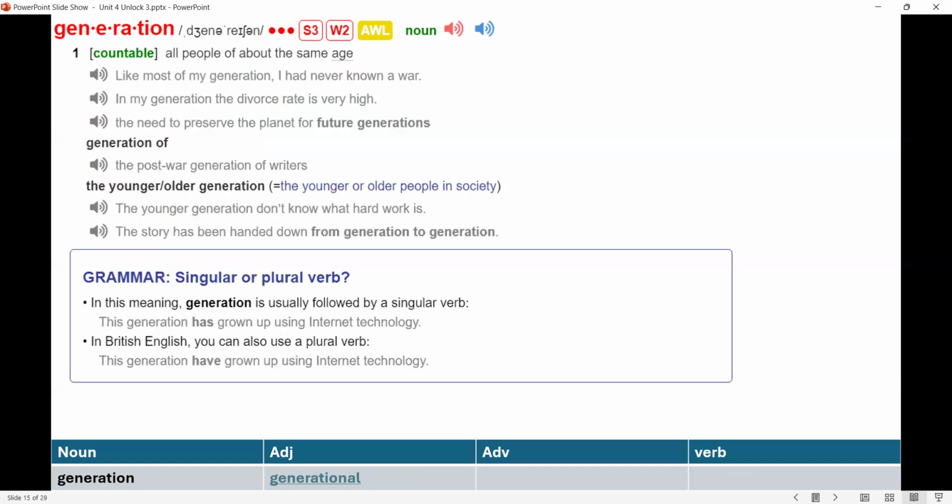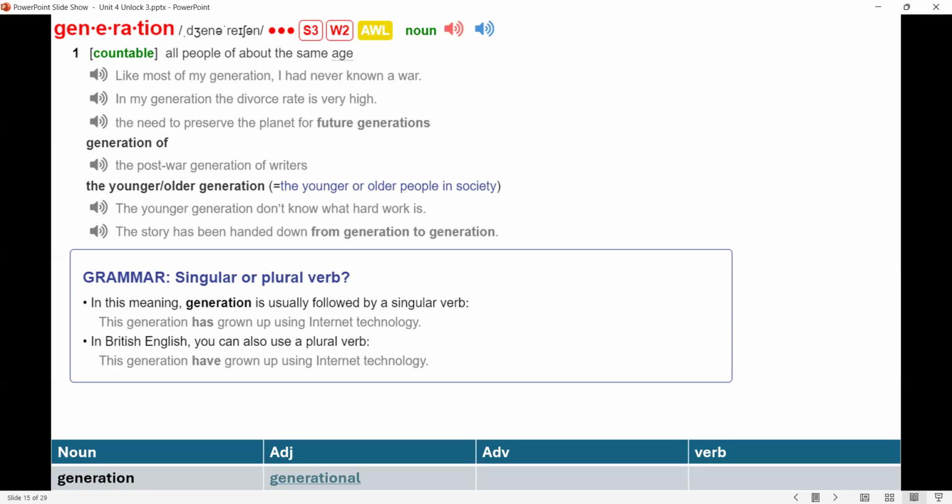Generation. Generation refers to all people of about the same age. You can say generation of, or the younger generation, or the older generation. From generation to generation. Examples, like most of my generation, I had never known a war. The post-war generation of writers.